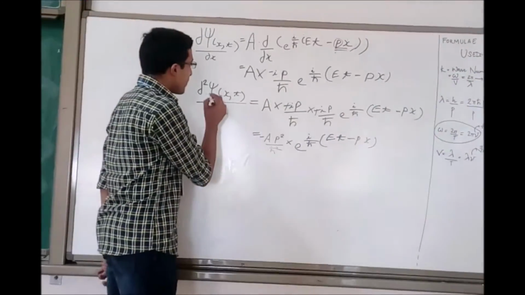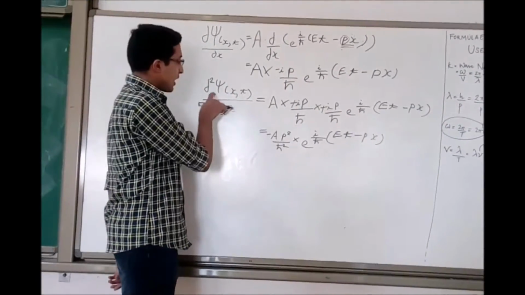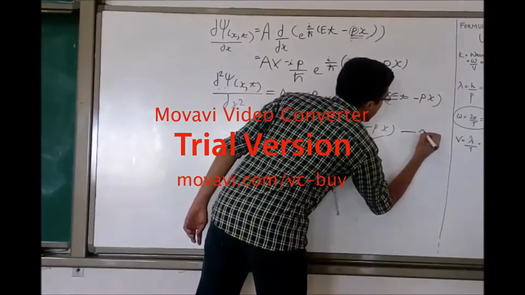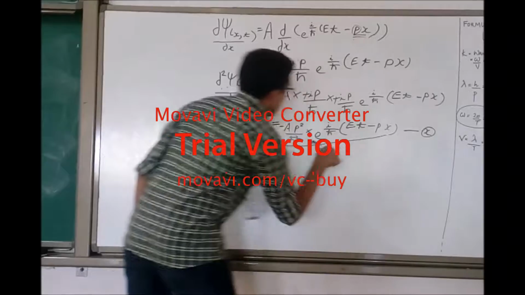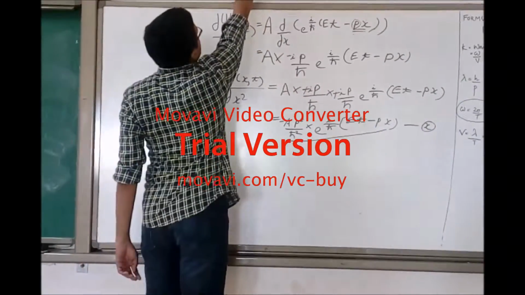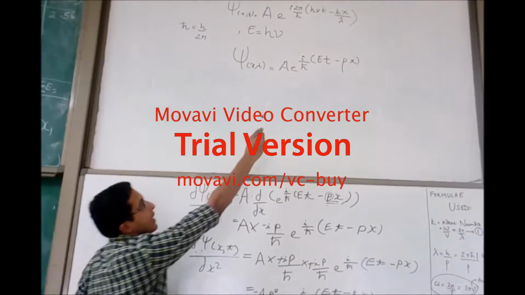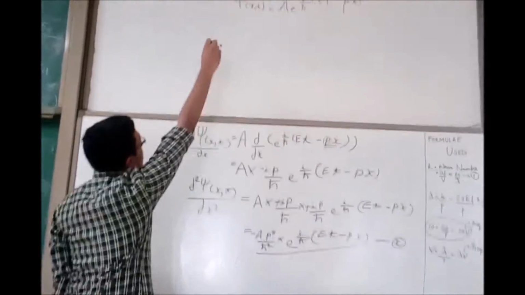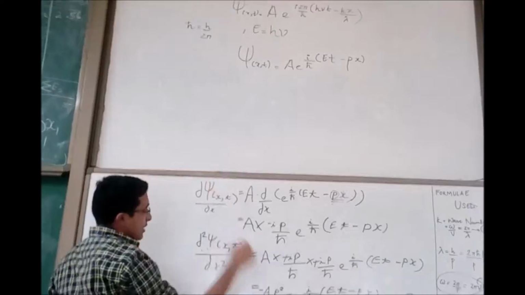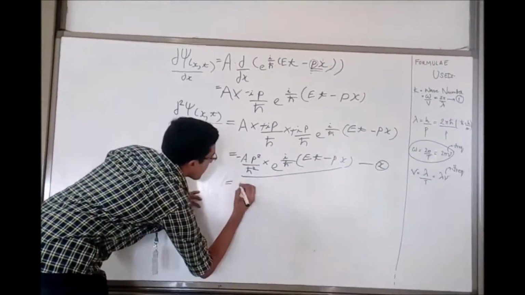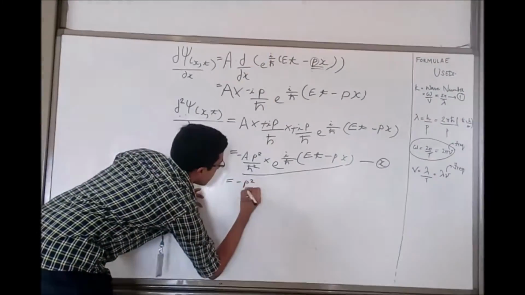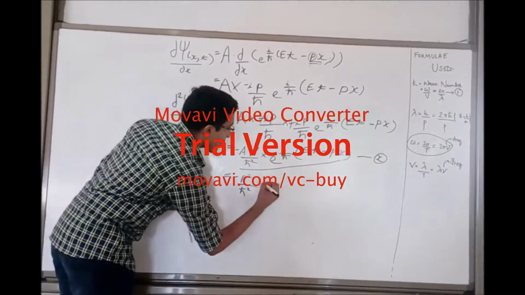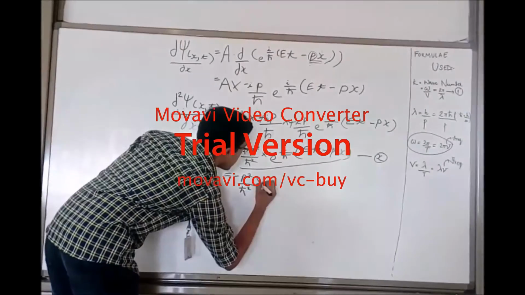So as we double differentiated the wave function psi with respect to x, we got this equation. Now what is psi? Psi of x of t is A e to the power i by h cross (E t minus p x). So replacing this value as psi here, we will get minus p square by h cross square, and this will be psi.